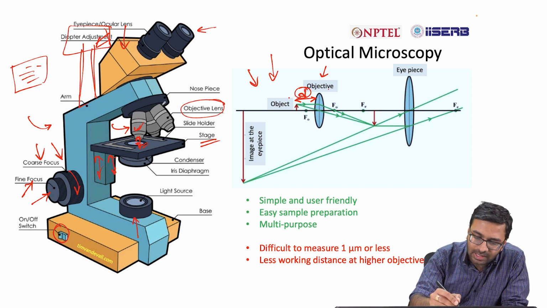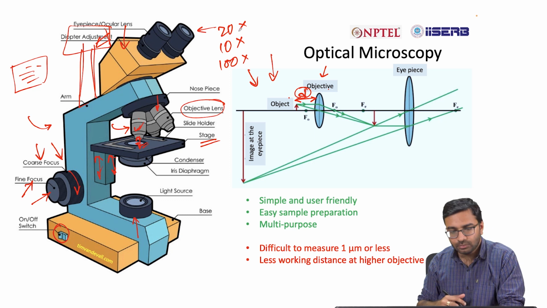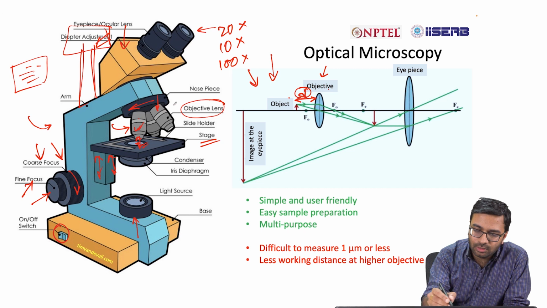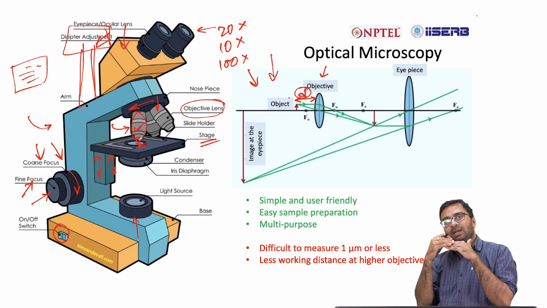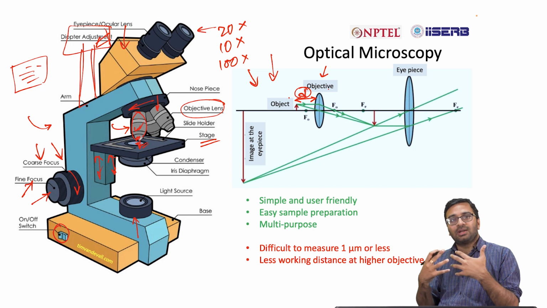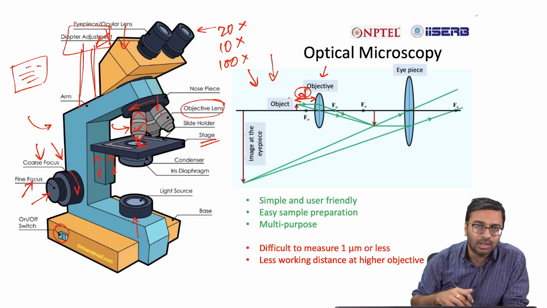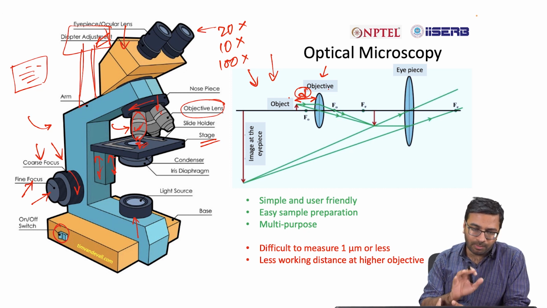So you will find there are multiple objectives in an optical microscope. This can be 10x, this can be 100x, 20x, and so on. You can rotate this nose piece, and then you can put the required objective on top of your sample. If you want to use higher magnification, that is 100x, you just rotate and put the 100x objective on top of your sample. That is the way we actually use an optical microscope.